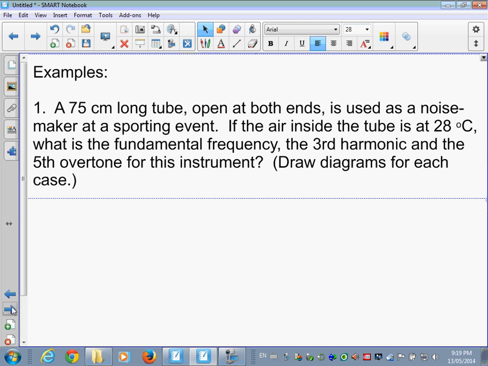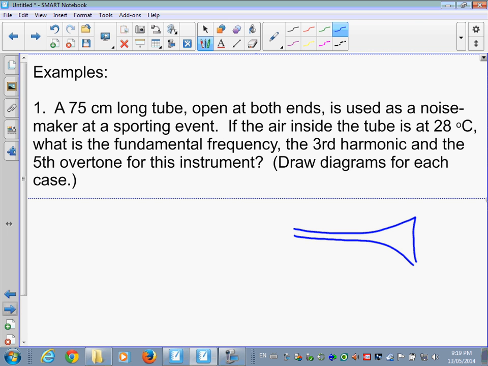In the first example, we have a 75 centimeter long tube that's open at both ends, and we use it as a noisemaker in a sporting event. You've probably seen these types of things. They just look like big horns. They're kind of fluted out at the end, and it looks kind of like this. And that part at the end is just to make the sound louder.